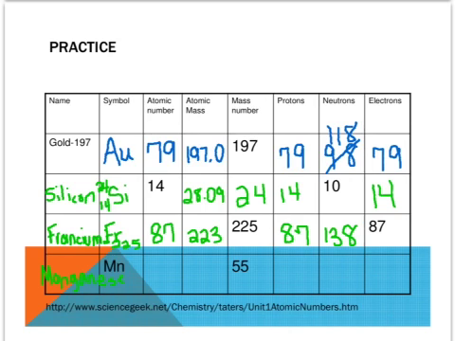All right, manganese is number 25 on the periodic table, so that means we're going to have 25 protons and 25 electrons. The atomic mass number for manganese is 54.94. I hope you can see that in the blue. And so 55 minus 25 is 30.